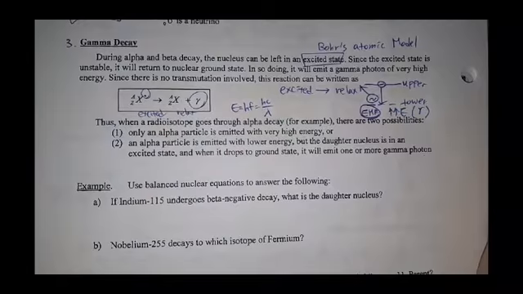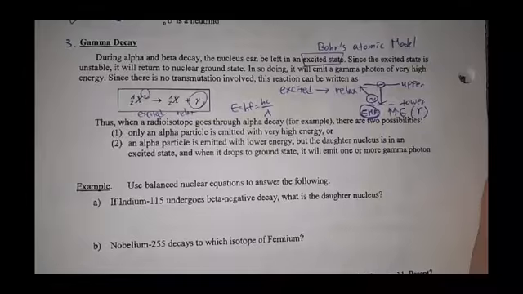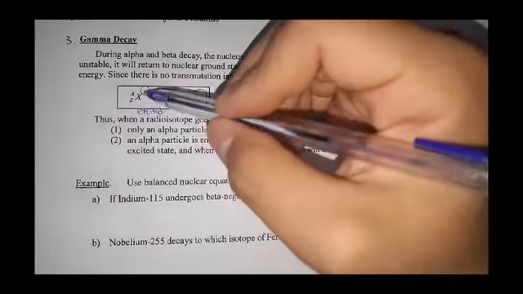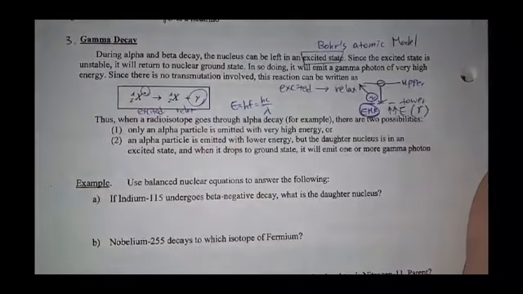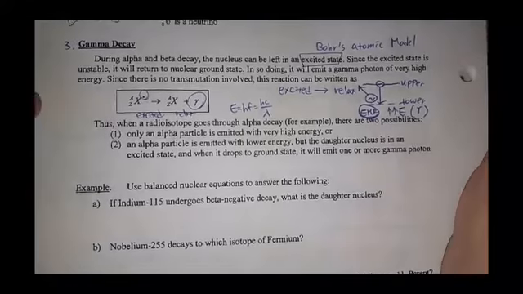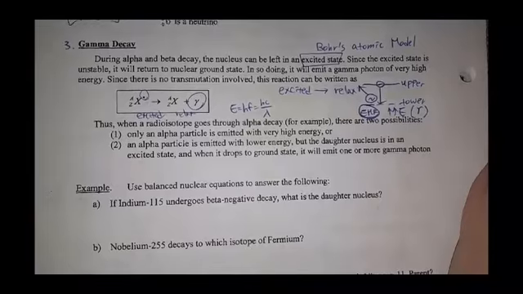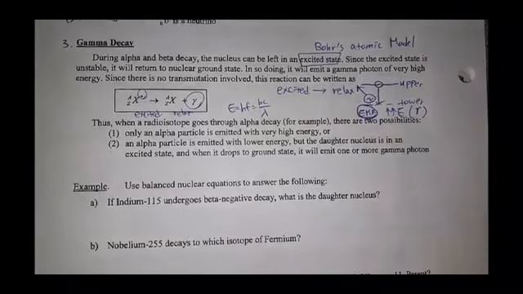And when a radioisotope goes through alpha decay as an example, then there are two possibilities. Number one, only an alpha particle is emitted with very high energy. Or an alpha particle is emitted with lower energy, but the daughter nucleus is in such an excited state that it's going to relax and emit some kind of EMR energy, which is a gamma photon. So energy is somehow distributed either to the alpha or the EMR.